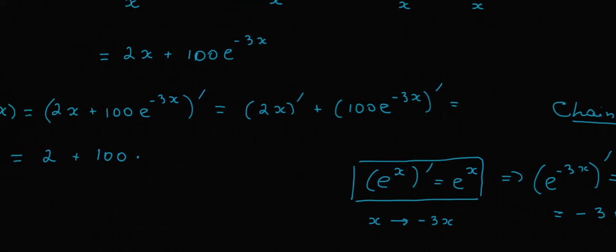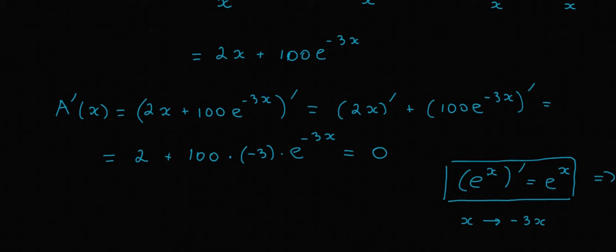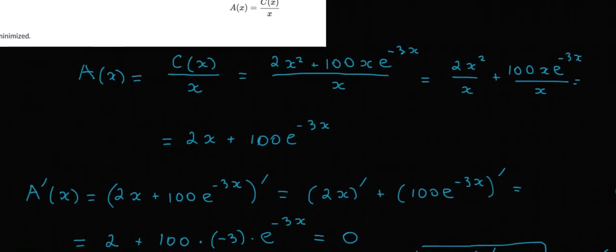Now let's go back to calculating the derivative of our function. We've got to this point where we need to differentiate e to the power negative 3x, and we found that this derivative is equal to negative 3 times e to the power negative 3x. Now let's go ahead and set it equal to 0. And now we need to solve for x. That is an exponential equation.